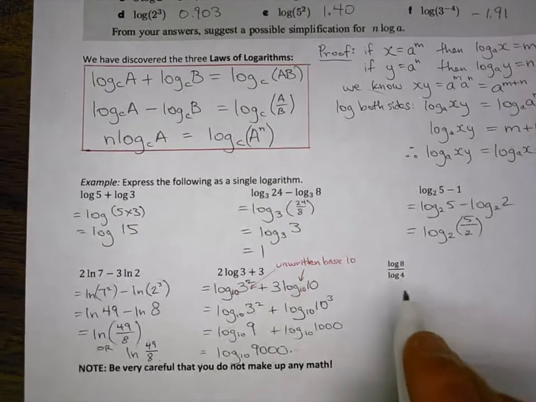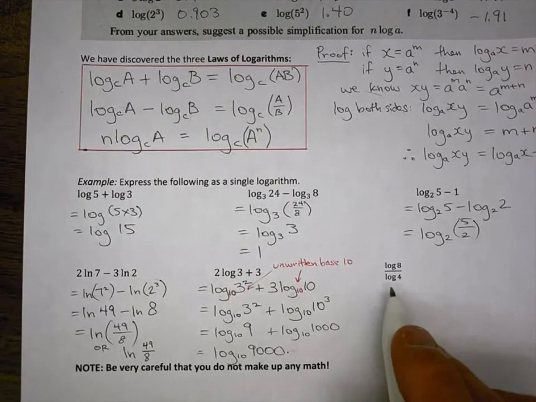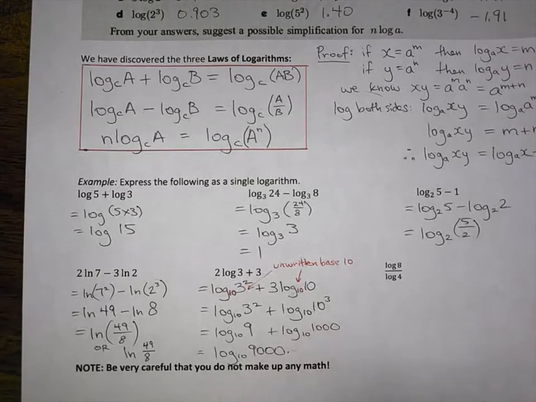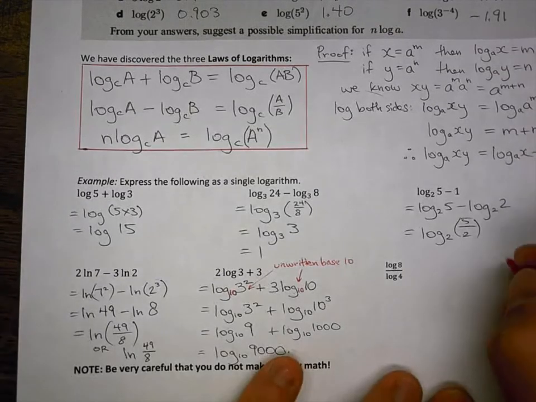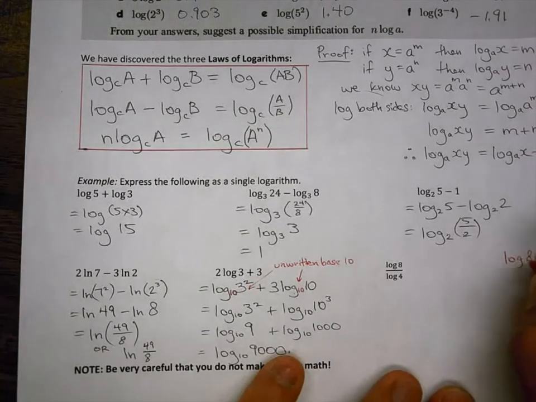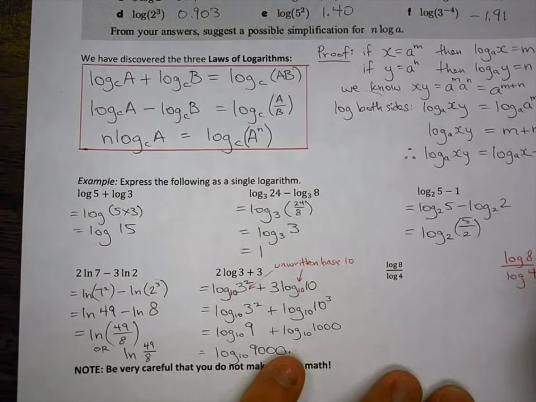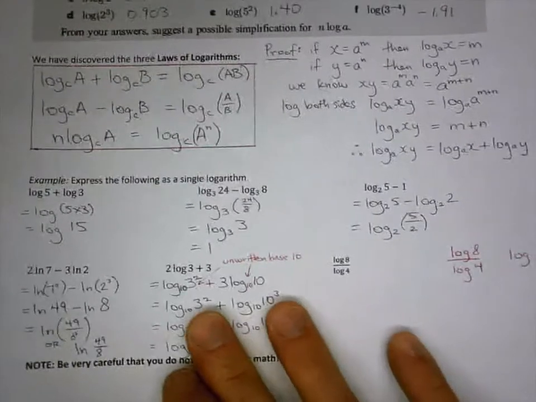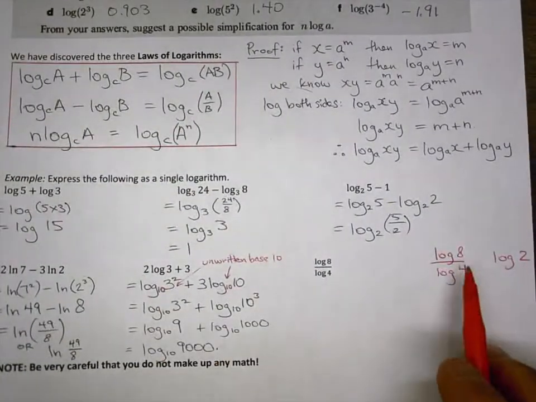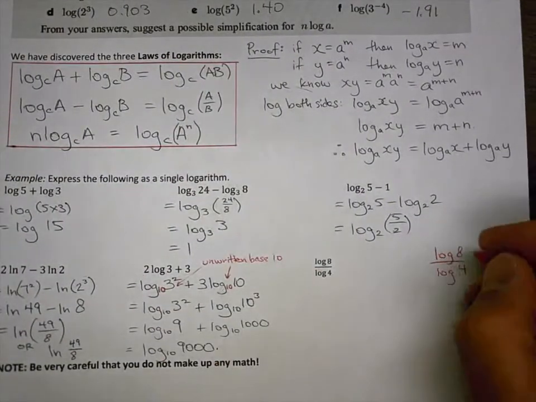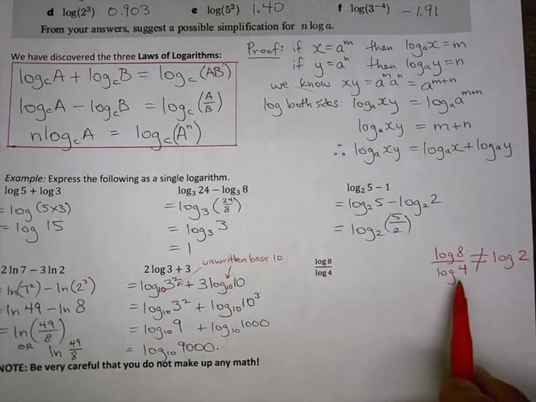And this is my favorite one, log 8 divided by log 4. So a lot of students say, oh, well, log 8 divided by log 4, well, that's log 2, because 8 divided by 4 is 2. This is most certainly not correct. You just made up math.